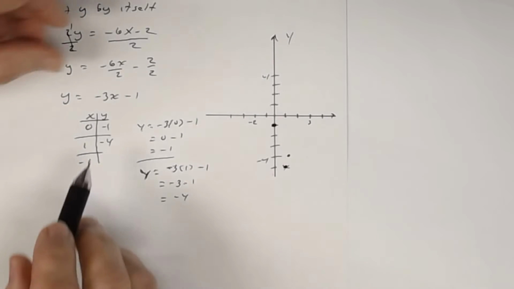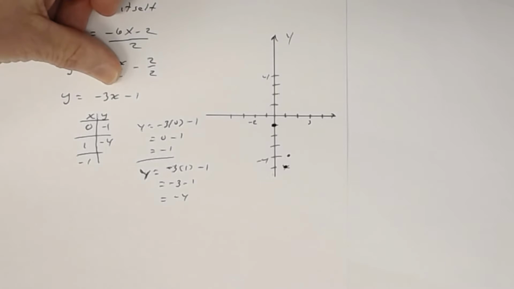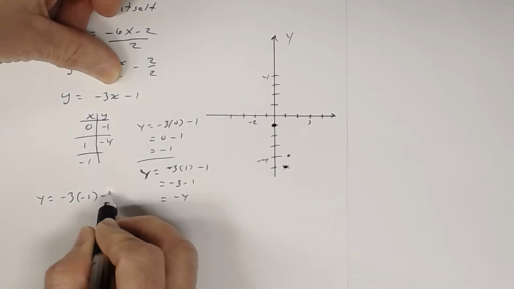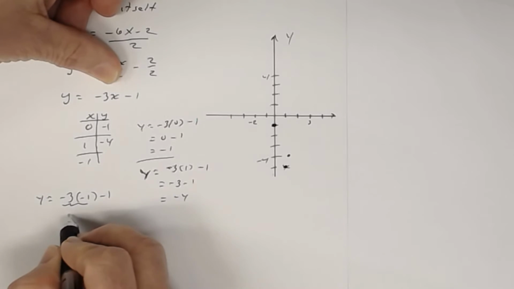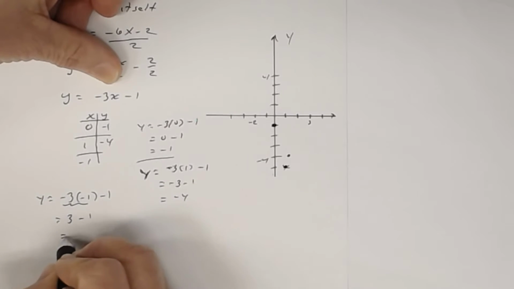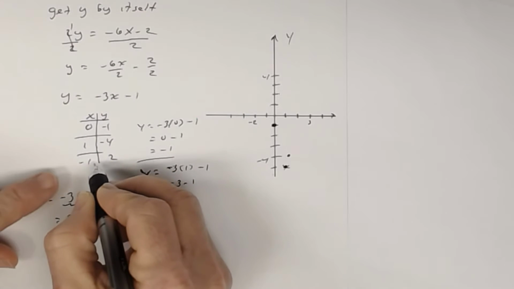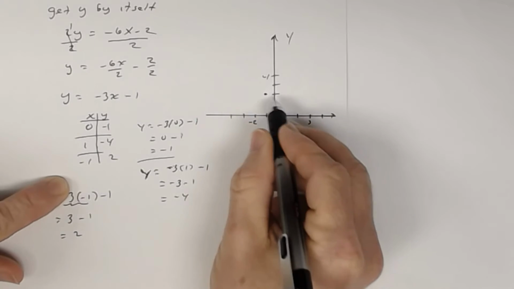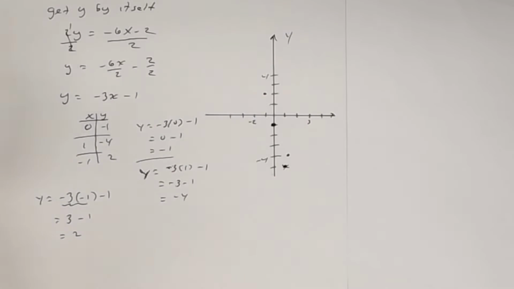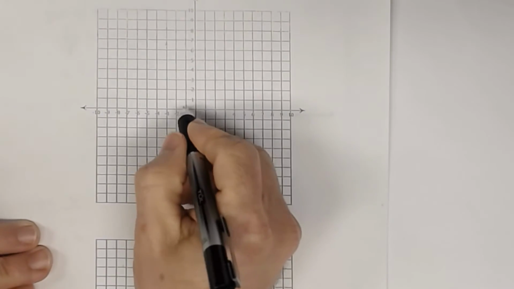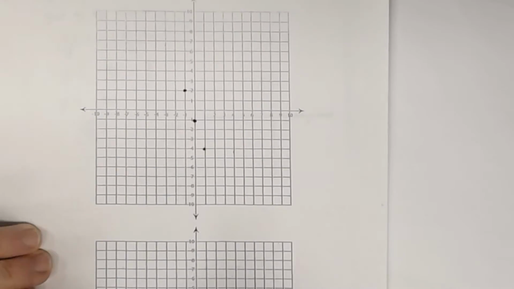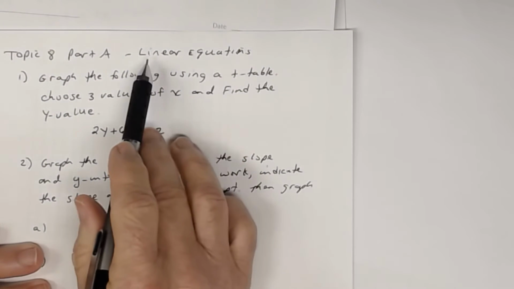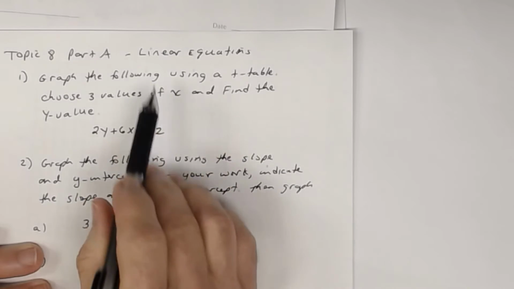So if x is negative 1, wherever you see the variable x, I substitute negative 1. So I get y equals negative 3 times negative 1 minus 1. A negative 3 times a negative 1 is a positive 3. 3 minus 1 is 2. So I'm going to plot the point negative 1, 2. So negative 1, 2 is right here if you do it on paper like this. If you do it here, negative 1, 2 is right here. Now remember, you're graphing a linear equation. The word linear is the word line. So this is a line.